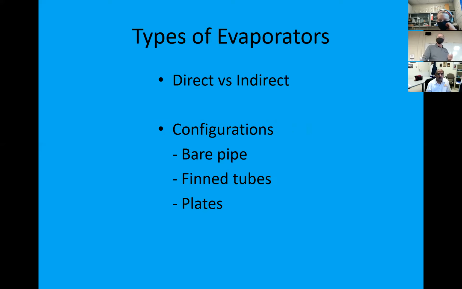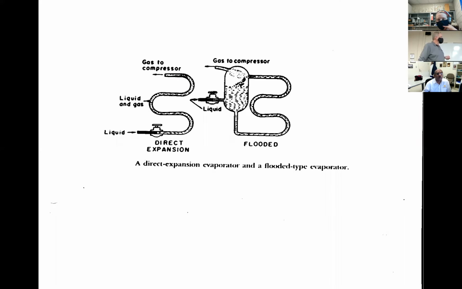With evaporators, there are two approaches that can be utilized, a direct and an indirect approach. We'll talk about the direct first and then what would be an indirect approach, which is commonly used in a lot of different industries. Configurations: you can have a bare pipe that the liquid's flowing through while you're blowing on it. You can have the fin tube. You can use plates. This is just the example of the pipe.